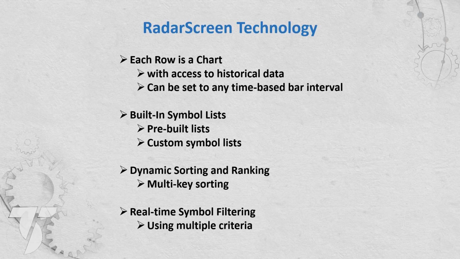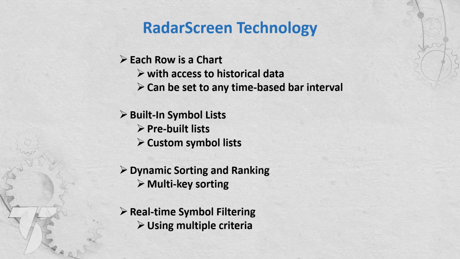A lot of times what I do is that I'll find a symbol list on the internet somewhere. Maybe it's a list of ETFs, maybe it's a list of something, whatever it is. I can copy that into a text file and then highlight those symbols and just paste them right into RadarScreen, and then create a custom symbol list that I can access whenever I need it.